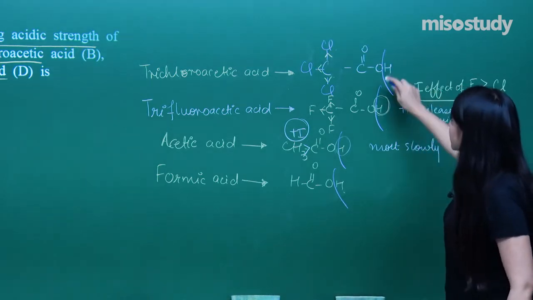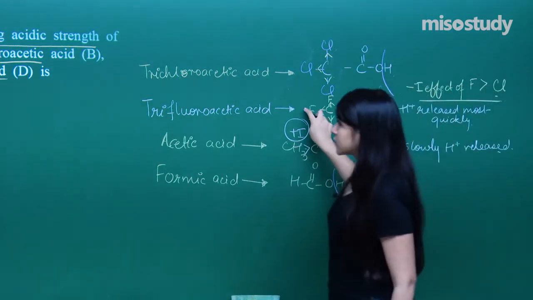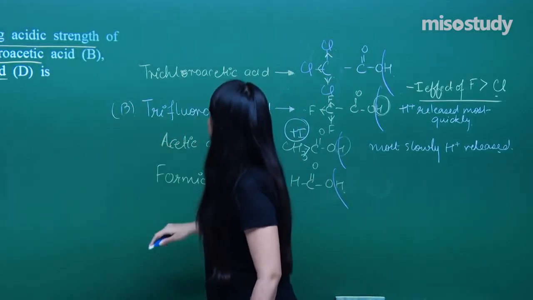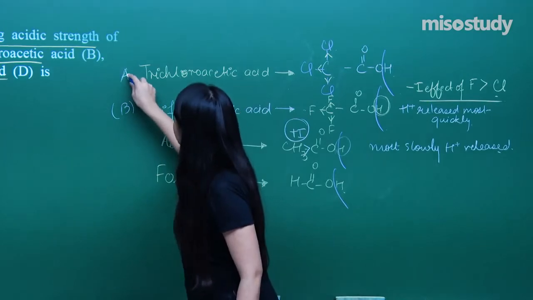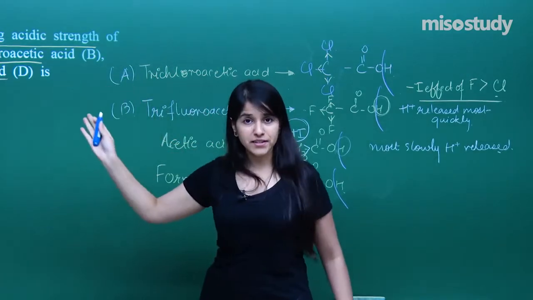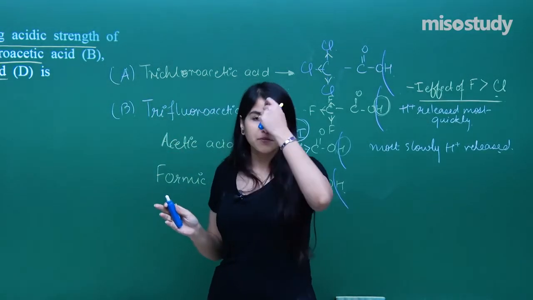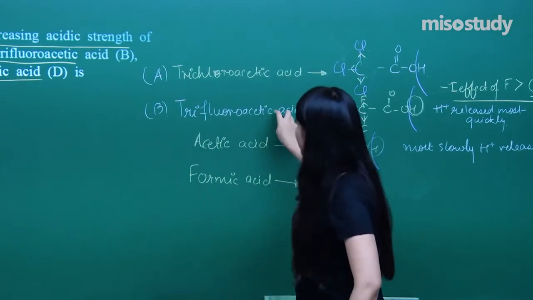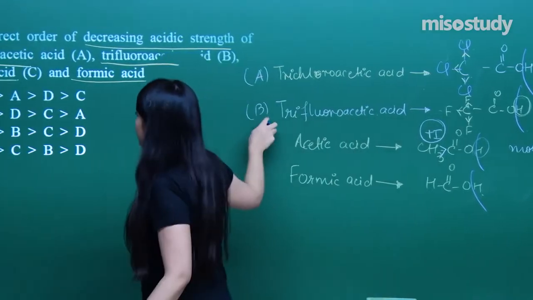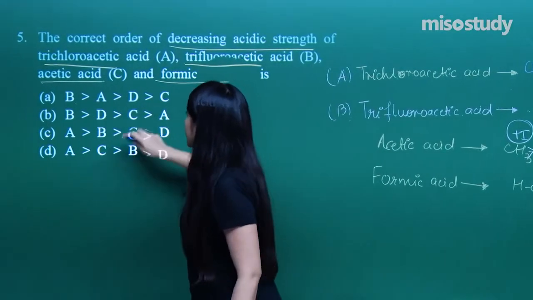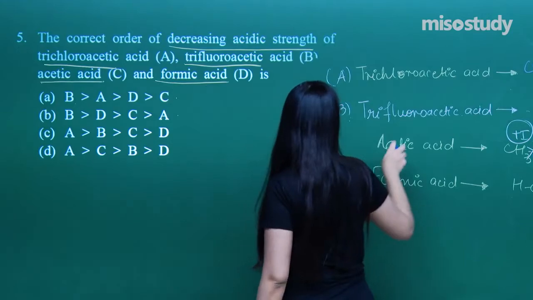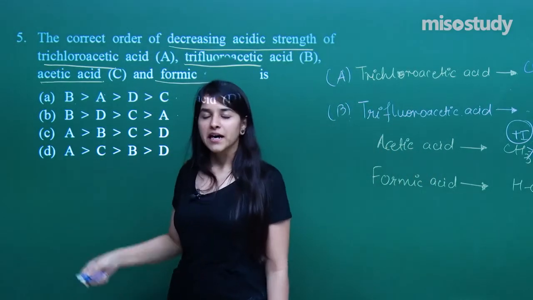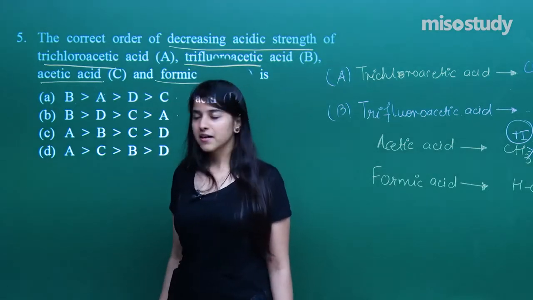Now we need to arrange it. We have got it. This is B. I need a decreasing acidic strength, that means starting from the most to the least. So I will be having B first. We have 2 options here. Then I will be having A. Now I distinguished my option and I got A as the right answer.